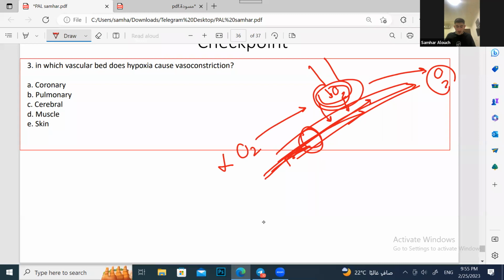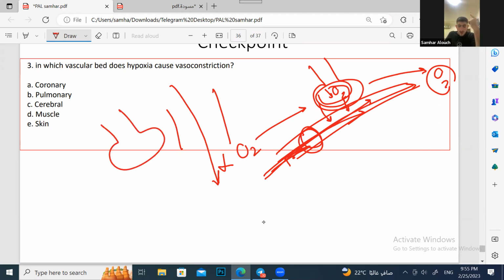But in the systemic circulation, when you have hypoxia, you have vasodilation to make blood go to this area and give it the oxygen it needs. Only in the pulmonary circulation, if you have hypoxia here, it will cause vasoconstriction. That's because we don't need the blood to pass here, since there is no diffusion without oxygen. It goes to another alveoli, which is better. So only in the pulmonary circulation do we have vasoconstriction after hypoxia. Is it clear?